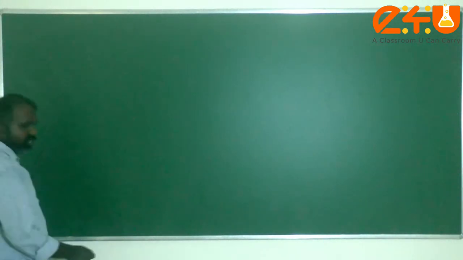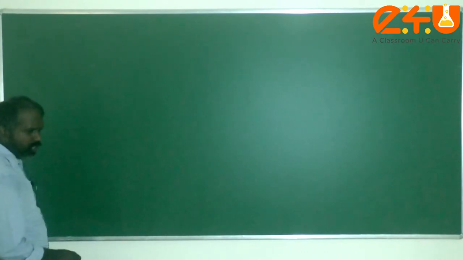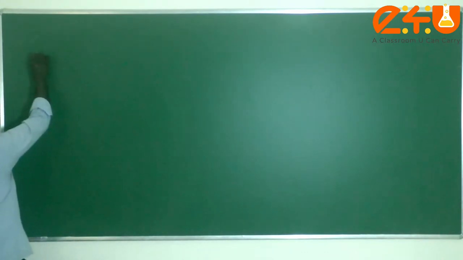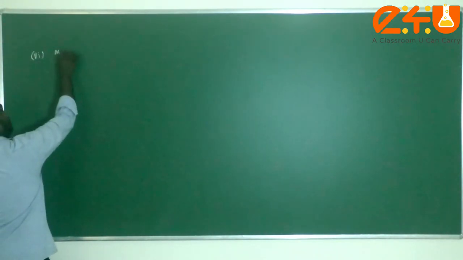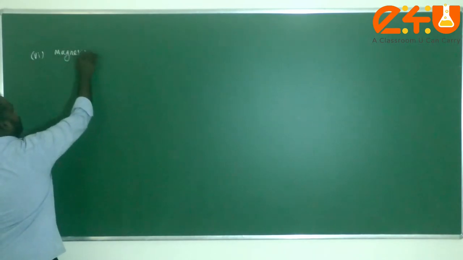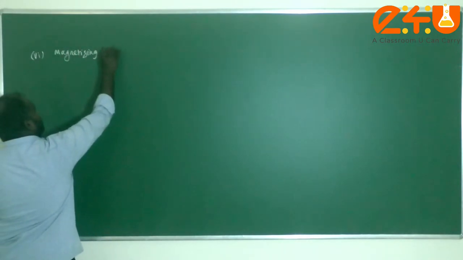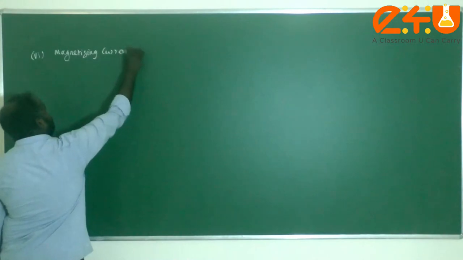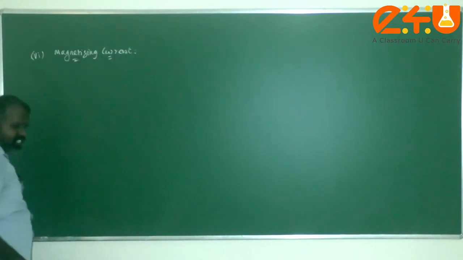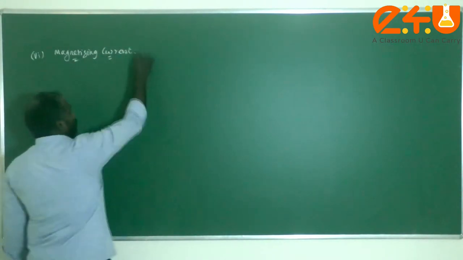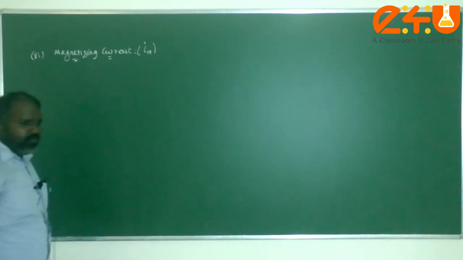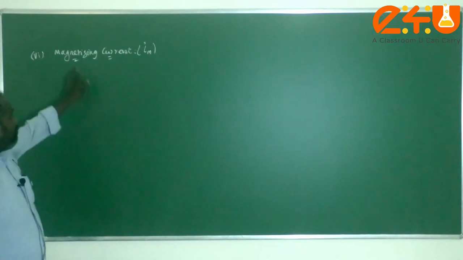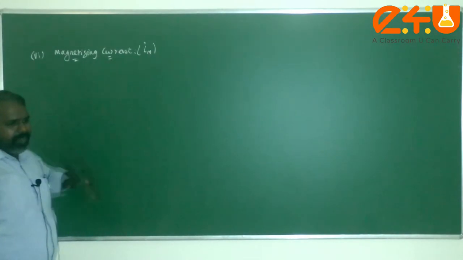Another one, the last one we must know, is the magnetizing current. What is this magnetizing current? Sometimes it is called I_M. Please take care of the symbol, whether it is capital I or small i, that is our wish.